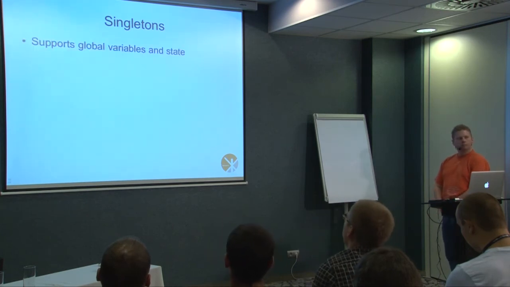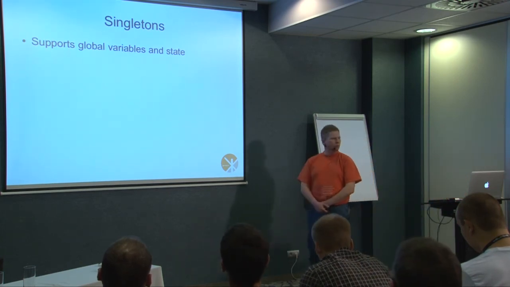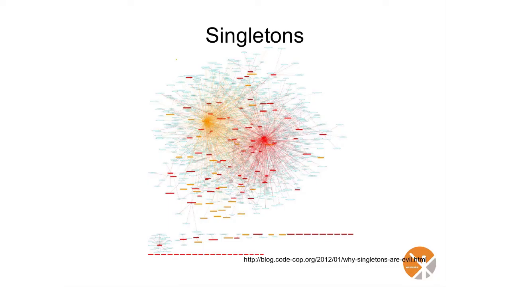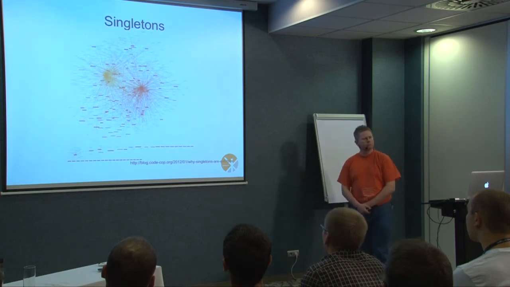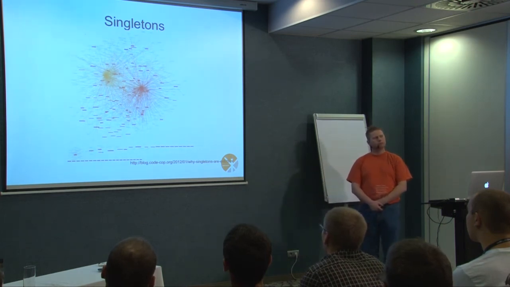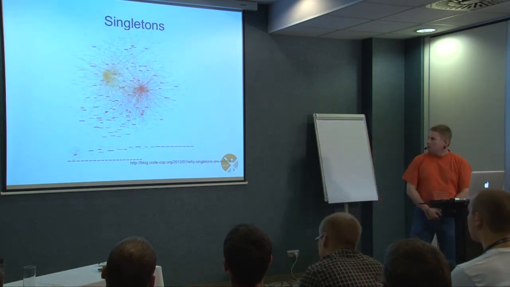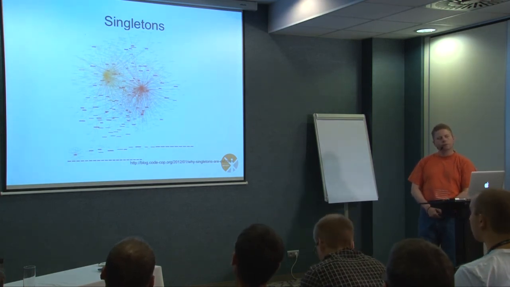Singletons. Well, they have the good property that they support global variables, and of course also global state. It may look like this. And I think we have about 5,000 classes here, and I think a quarter of them is connected, something. That's perfect. We could connect even more if we put some effort into it. Yeah. So singletons are a good thing.